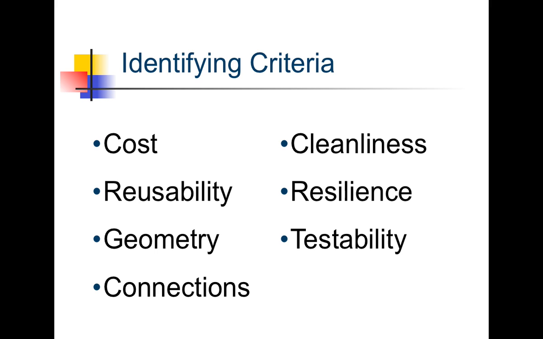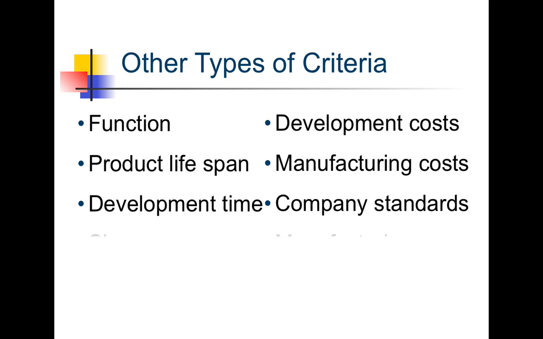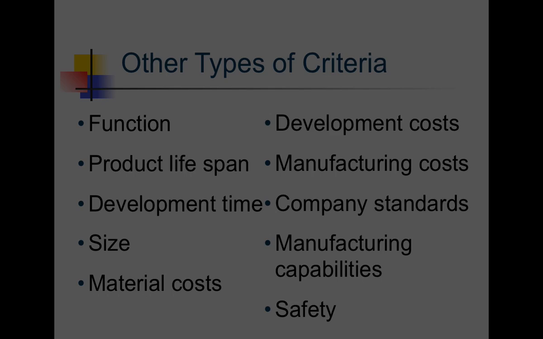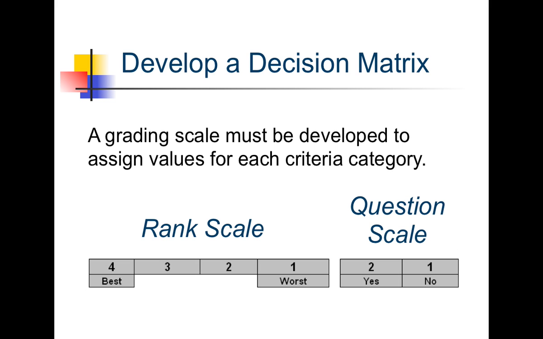They're going to be cost, the reusability, geometry, connections, cleanliness, resilience, testability. These would be the items that we would put at the top of our scale or our matrix. Other things we could add: function, product lifespan, development time, size, material cost, development costs, manufacturing costs, company standards, manufacturing capabilities, and safety. When we're developing the decision matrix, here's the grading scale.